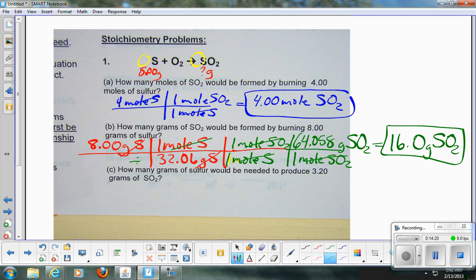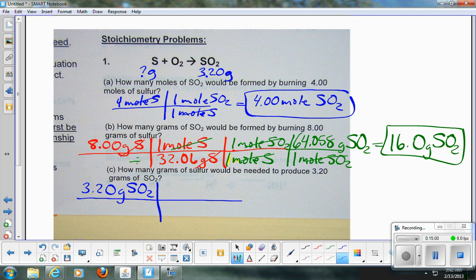I'm going to raise the screen up again, and we are going to go on to the next one. We'll do this one in blue. How many grams of sulfur, so again, question mark grams, would be needed to produce 3.20 grams of sulfur dioxide? What do I start with? 3.20 grams of sulfur dioxide, good.